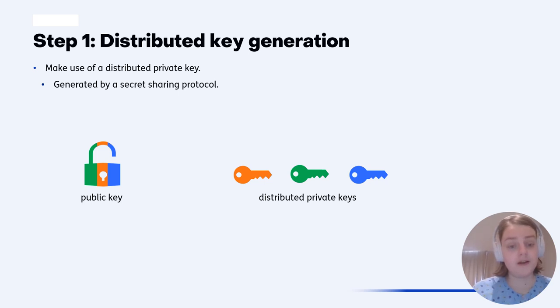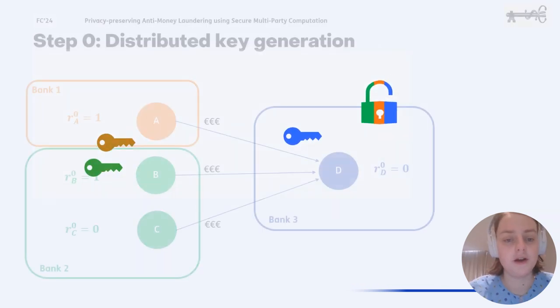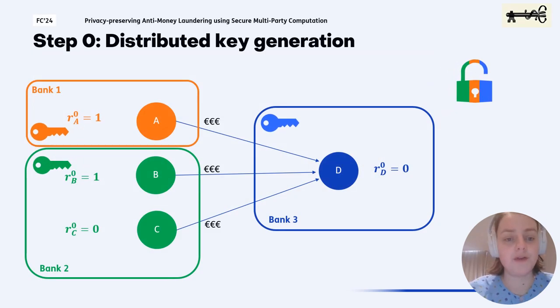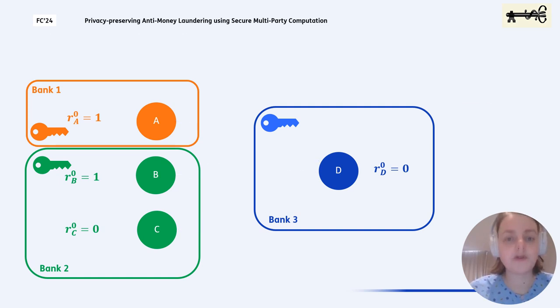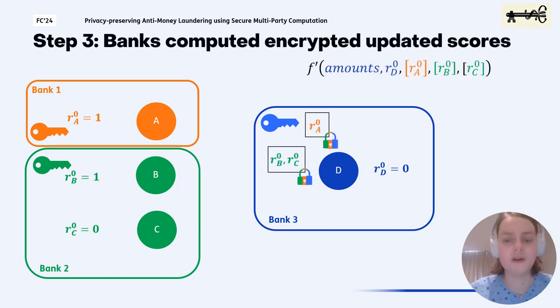You could say that we have a public key that can only be opened by combining the distributed private keys. So using a distributed key generation, we make sure that every bank has one of the distributed private keys, and we have this public key.